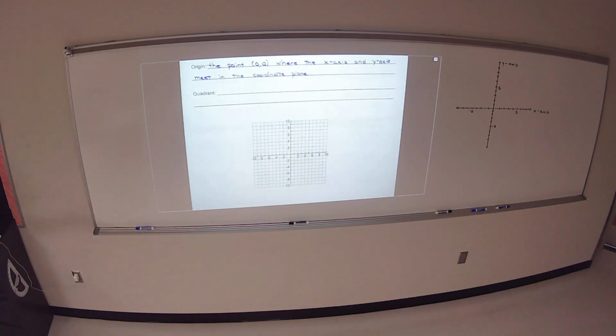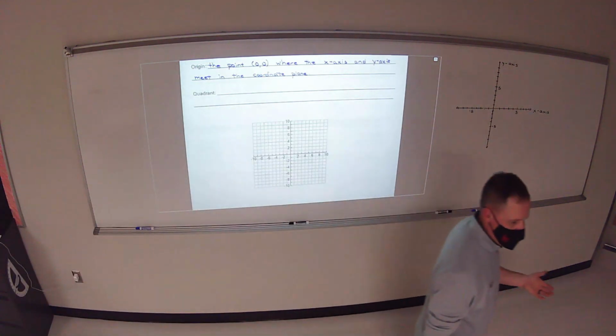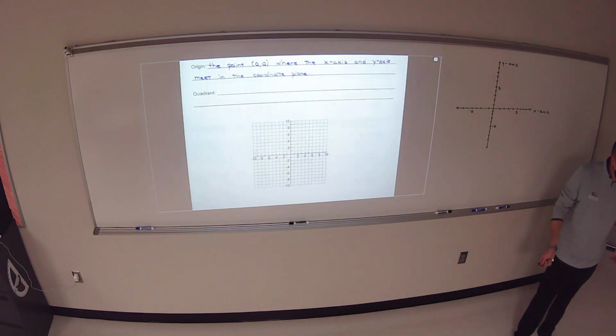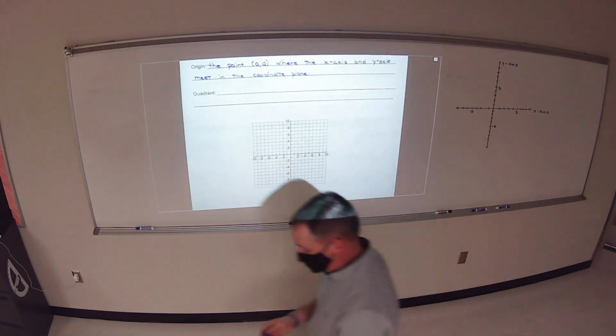Where you started. And when it comes to graphing on the coordinate plane, which is what we're going to be doing today, you always need to begin or start at the origin. You don't just randomly start wherever you want. You begin at the origin, and then you talk about moving left and right and up and down and everything else.